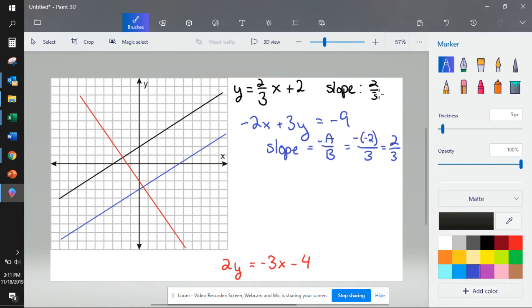that means that that line will be parallel to every other line that has a slope of 2/3, unless they happen to be the same line, unless the lines overlap. But that's one of those cases that's like a trick question. So if our slope is 2/3 for the black line and our slope is 2/3 for the blue line, that means that the black and the blue are parallel, because parallel lines have the same slope.